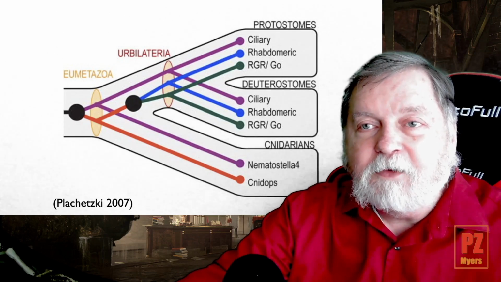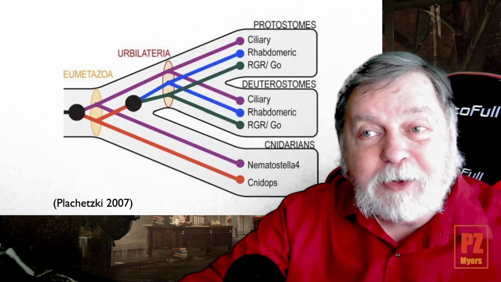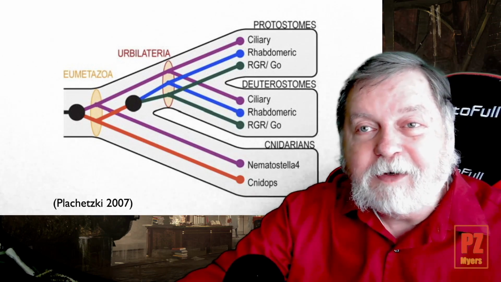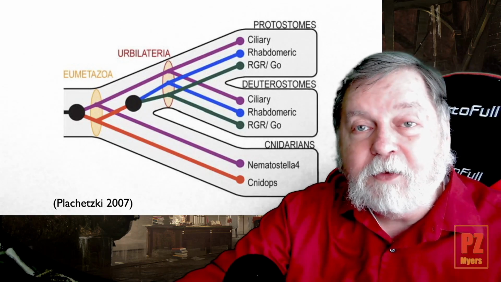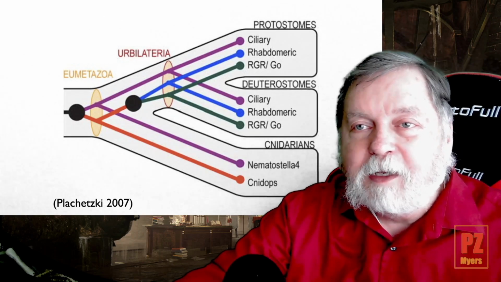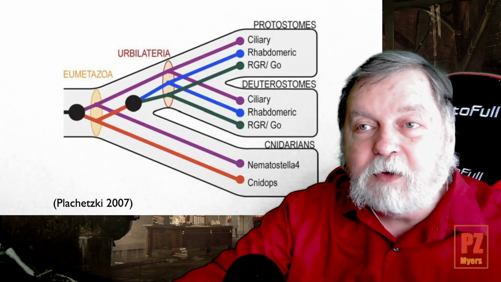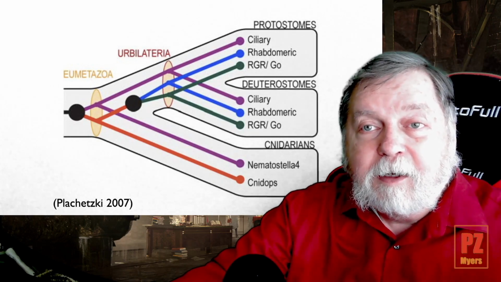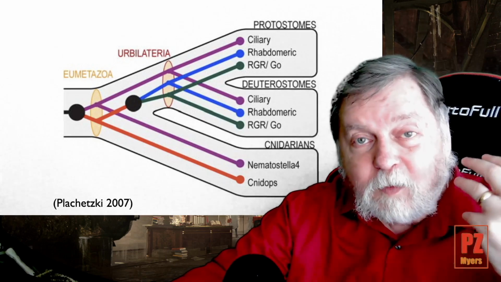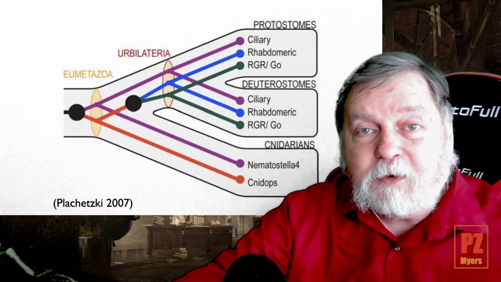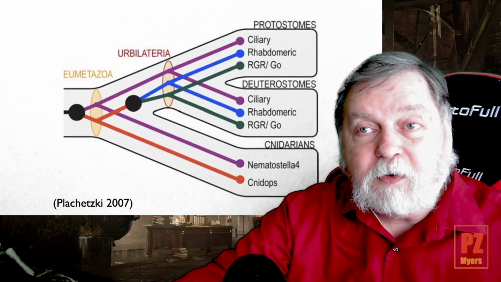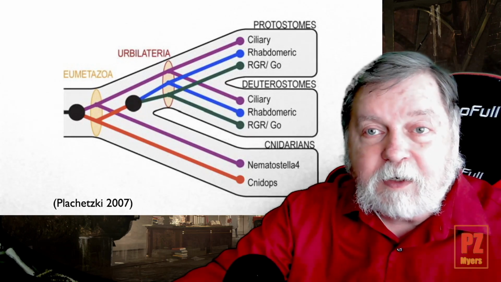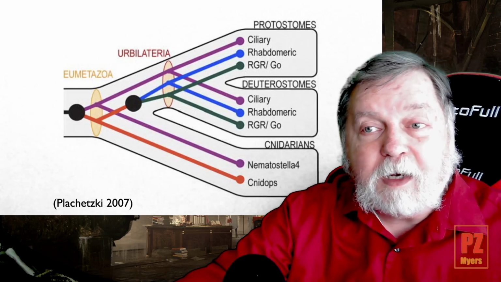And the cnidarians, again, we won't worry about those, but yeah, there's another branch. Nematostella and cnidops are really interesting animals. They just have two instead of the three that we do. But the point being that we share this evolutionary history, and we all have all of these photoreceptors. They've just specialized in various degrees in different ways in different organisms.